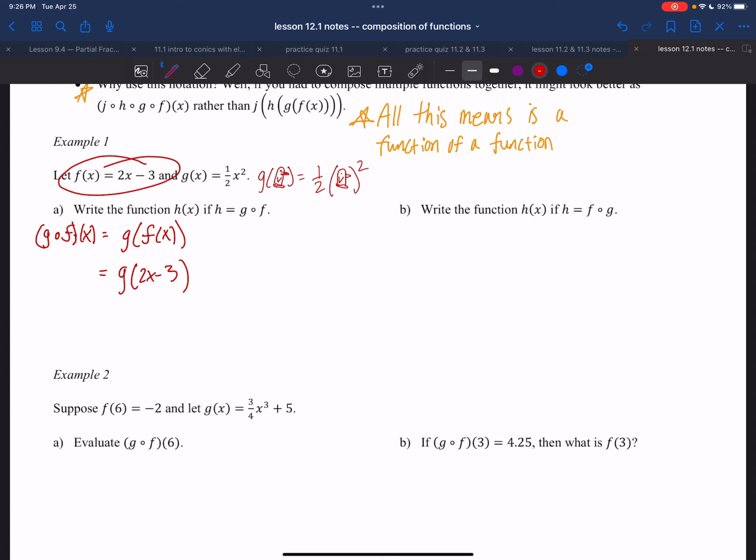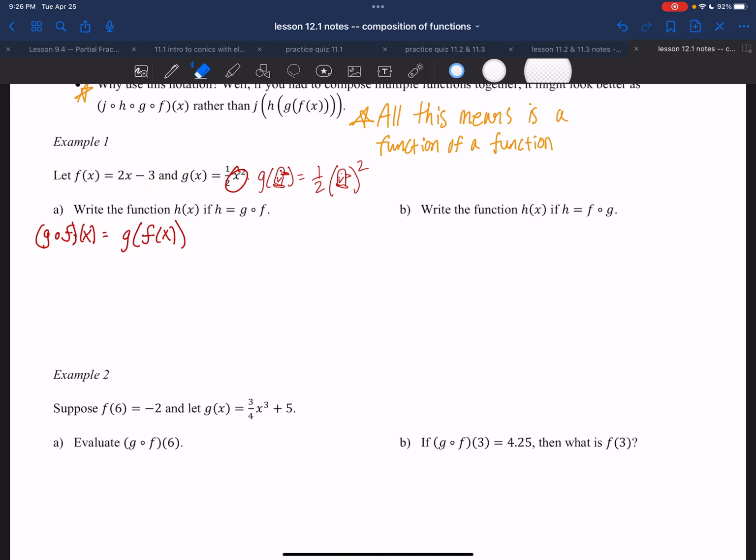But maybe, if this helps, there are two ways you could go about writing this. The first way is you say, okay, the input is 2x minus 3, so it's 1/2 x squared, but the input's not x, the input is 2x minus 3, and that's getting squared. What I prefer to do maybe is to say this.